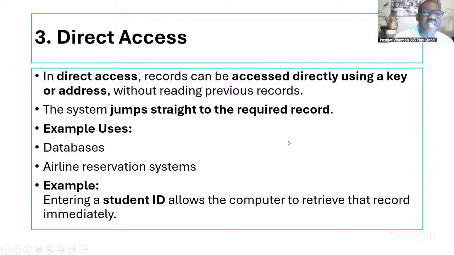So now we're going to talk about something called direct access, which is much better. I think this one is fair. In direct access, the records can be accessed directly using a key or address without reading the previous records. So let's use Jade as an example. We don't care how they store Jade's name in the Westwood database. If we know Jade's ID number, we just enter it and it pulls up all her record.